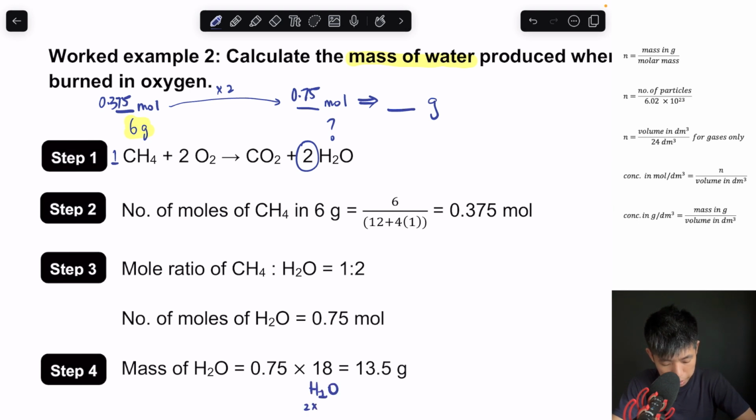So 2 times (1 plus 16). That's why you have a times 18 here. So the final answer is 13.5 grams.